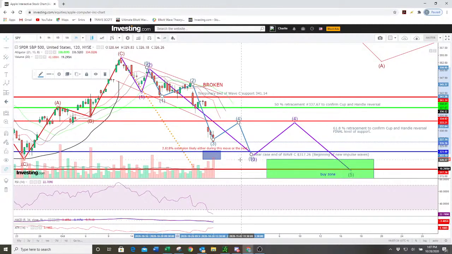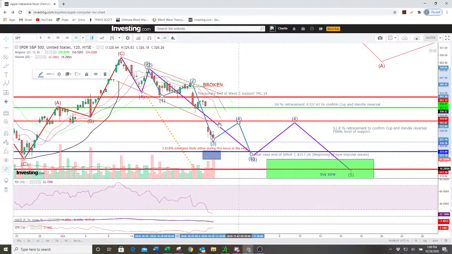Because remember, with these Elliott waves, the strongest points that we're looking for are the ends of wave 2s and the end of wave C, because that's when either a new wave 1 starts, a new impulse wave, or a wave 3, which is the biggest impulse wave of all. Okay, that's where you're going to make your biggest money.